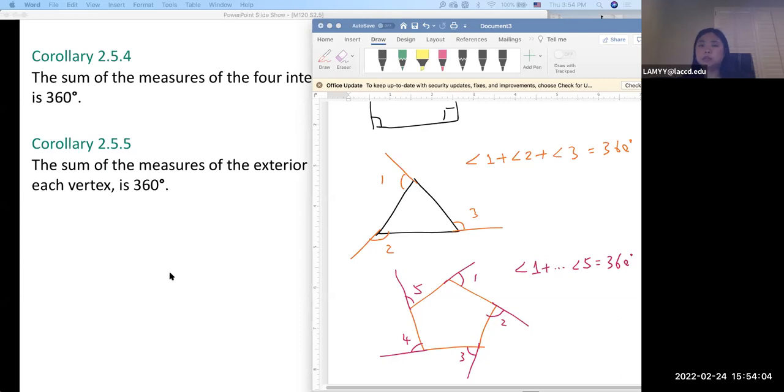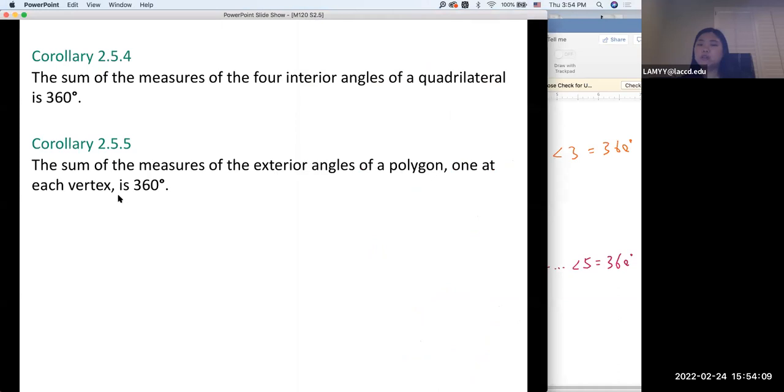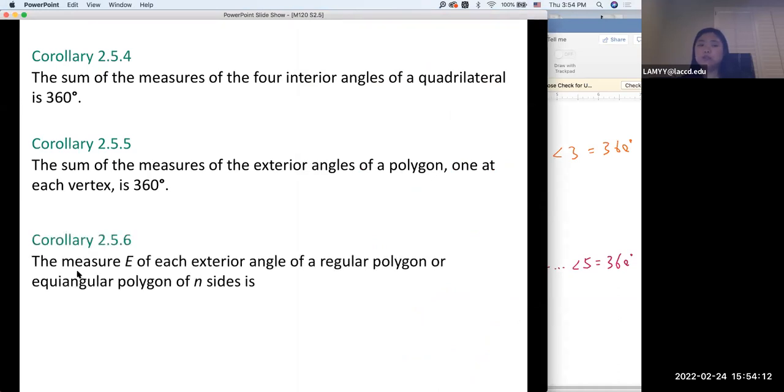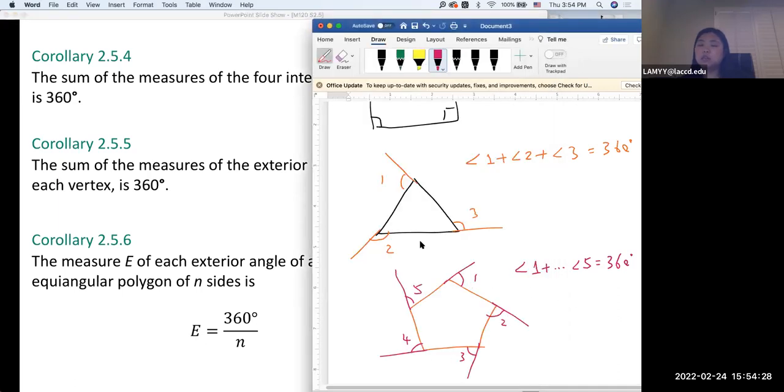Okay, next one. Since you know all the exterior angles of a polygon add up to 360, we will have this one. The measure E of each exterior angle of a regular polygon, or equiangular polygon, of n sides is 360 divided by n. Each exterior angle, talking about here, here, here, here. But this is specific for equiangular or regular polygons. You have E, the exterior angle, equal to 360, the sum of the total angles, divided by the sides. How many sides do you have?